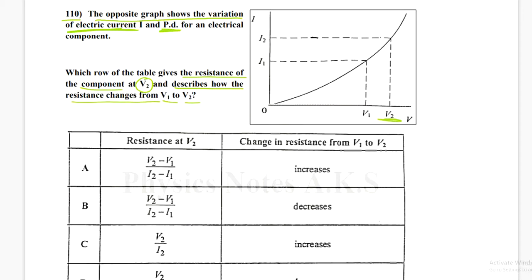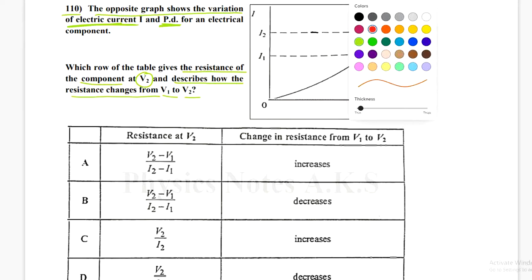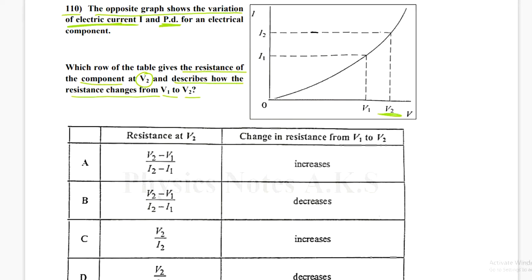I want to find the resistance at V2. Let's discuss this one first. In order to find the resistance here, we notice first that it's a non-linear line, which means it's not a straight line. This is for non-ohmic materials. For non-ohmic materials, we only take 1 point to find the slope. As you can see here, if I want to find the slope, I only take this point.